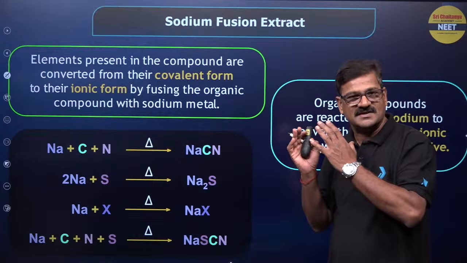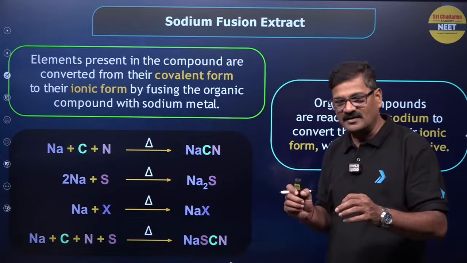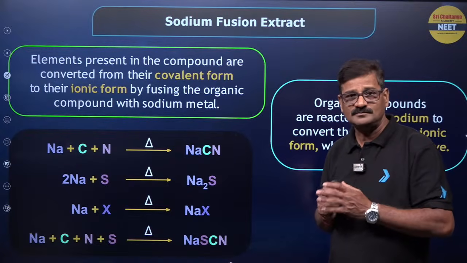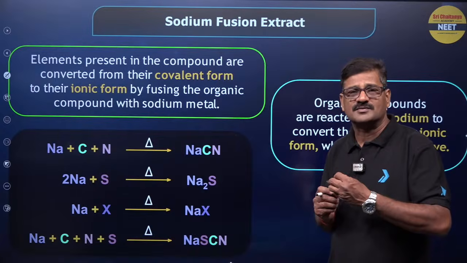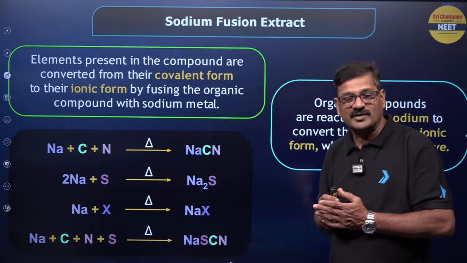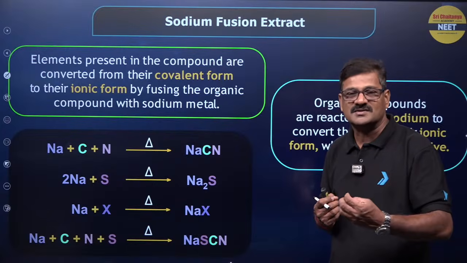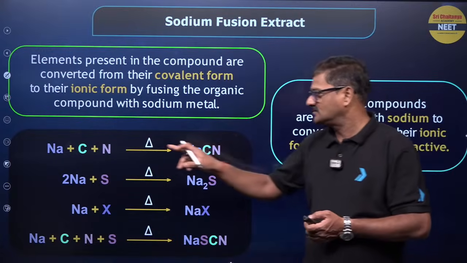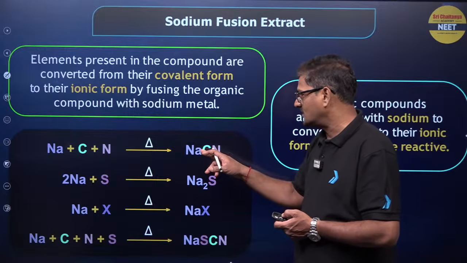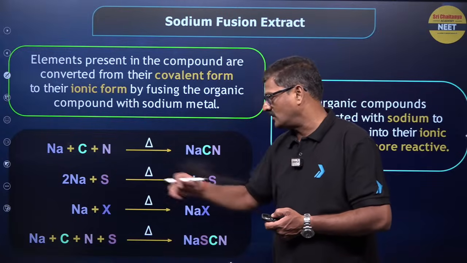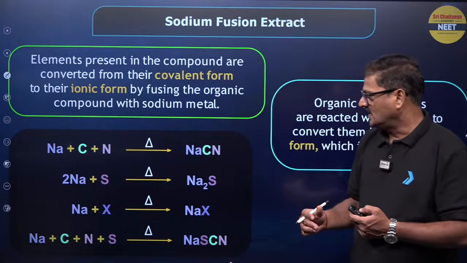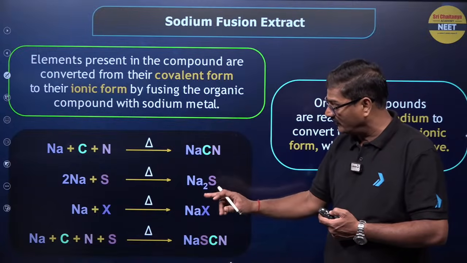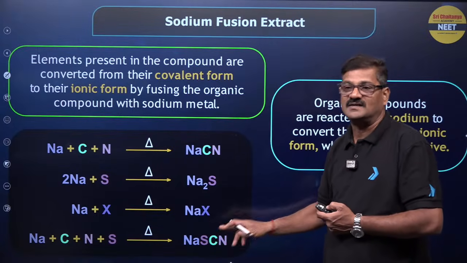Actually, the detection of these elements is difficult because the carbon bond with these elements is covalent. When we convert these covalent compounds to ionic, they can be detected by using simple inorganic tests, right? So this is how carbon and nitrogen react with sodium to give rise to NaCN. Sulfur is going to react and give Na2S. Halogen is going to give rise to NaX, and if carbon, nitrogen, sulfur are there, NaSCN is formed, right?